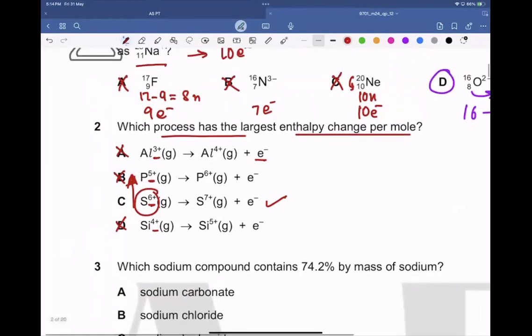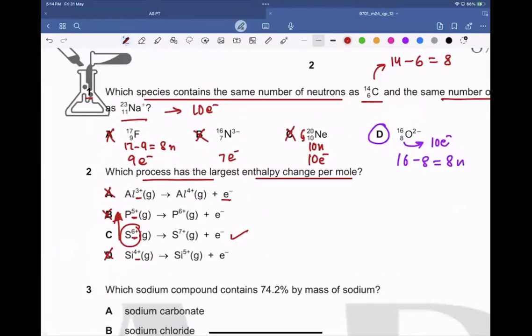Yes, B has 10 electrons, but B has 10 neutrons, right? And they ask you for the neutrons to match the carbon, which has 8 neutrons. So that's why B is wrong. Yeah, the neutrons are wrong. Yes, Ishal. Yes, am I audible properly? So for question number 2, C is the correct answer.